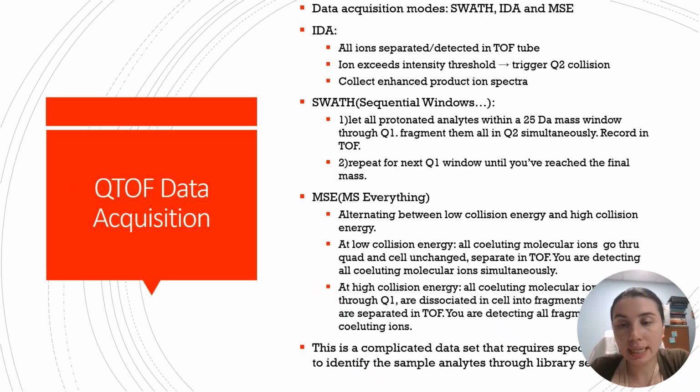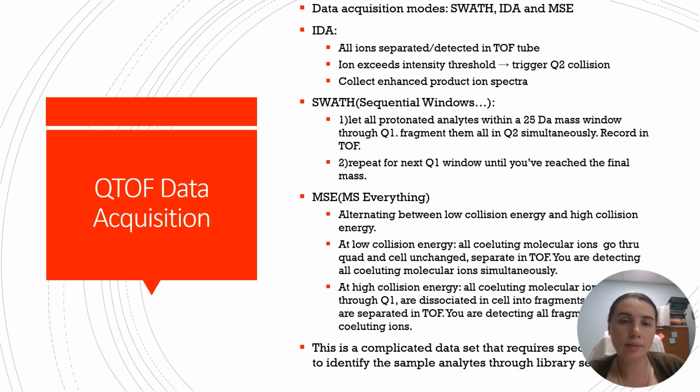Now you could collect data with a QTOF in a few modes. The first mode is information-dependent acquisition, and this is what we use in my lab. All of your ions are going to be separated or detected in the TOF tube. If a certain ion exceeds an intensity threshold, then it will trigger the Q2 collision to generate fragments, and then your fragments will be separated in a TOF tube, and you can collect enhanced product ion spectra based on that.